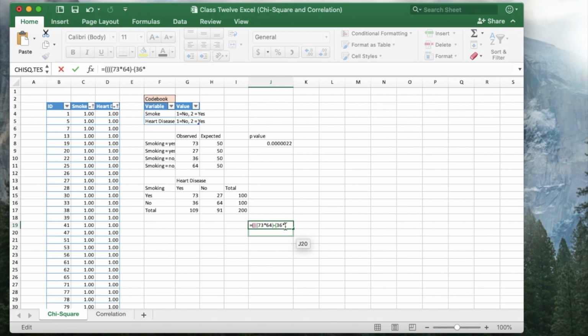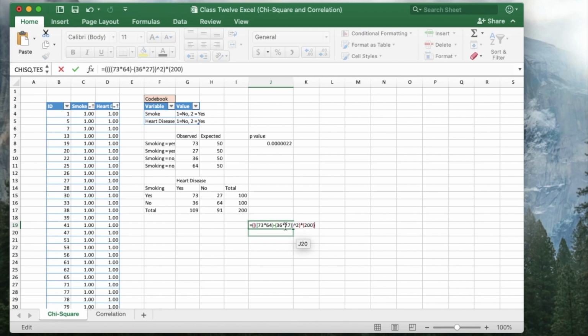So we're basically multiplying the two diagonals by each other, and then subtracting one diagonal from the other, and then taking the square root of that. Again, this is just part of the formula that the person who created this statistic generated. And then we're multiplying this by the total number of people in our data set. So we know that this is 200.